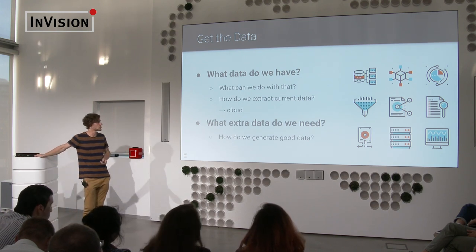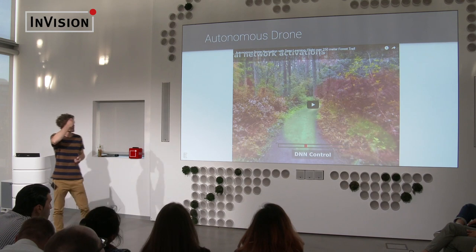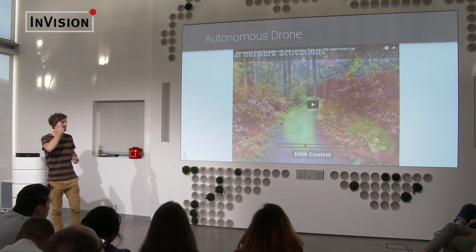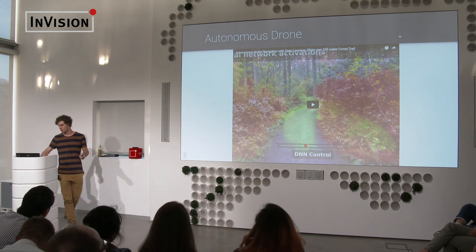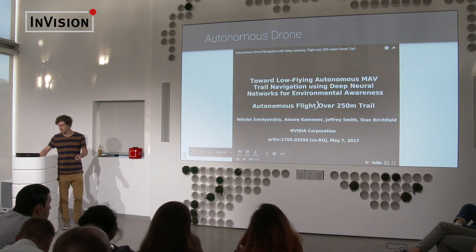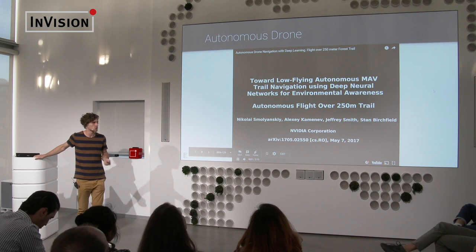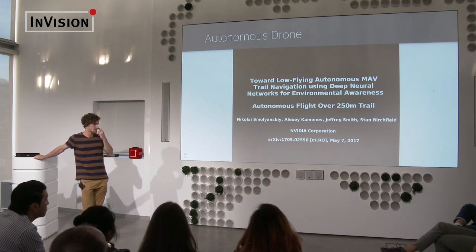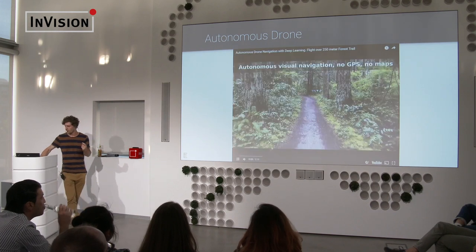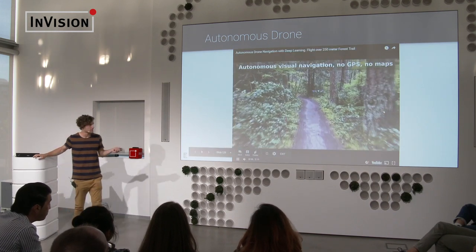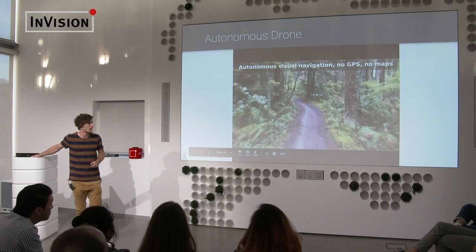That's a big challenge. A lot of companies also think that in order to do machine learning, they need to get a lot of labeled data. But this is kind of a flaw, so let me show you one example here. What they did here is they trained a drone to fly around in a forest. So the drone was simply trained to follow a hiking trail inside the forest. So here you see the drone.